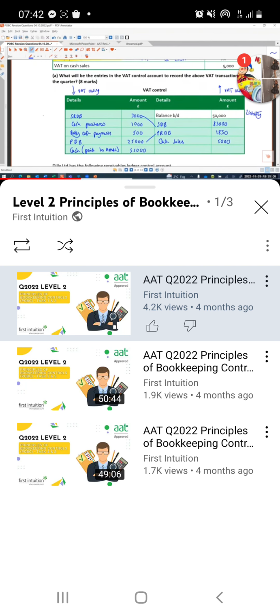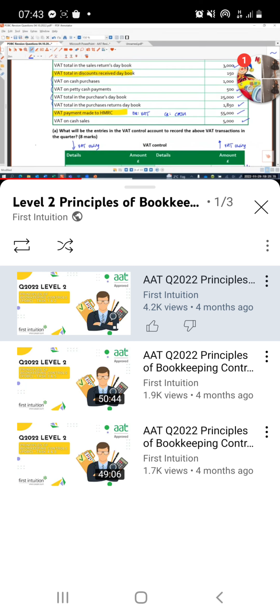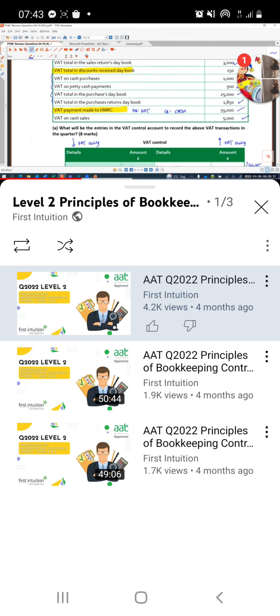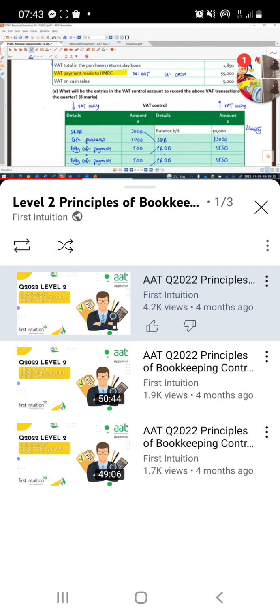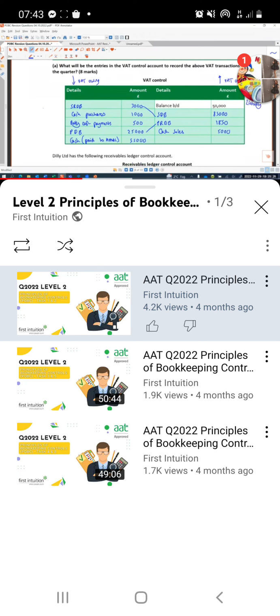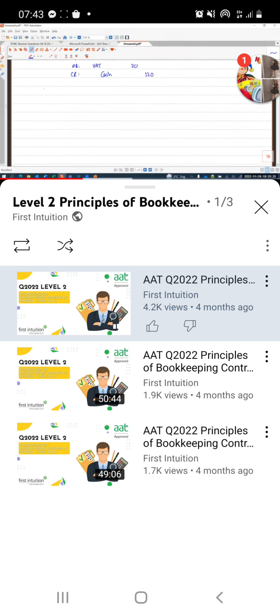Now, with this little example that we've got here, you can see I've only got one space left, which makes the discounts part quite easy. But we're also going to talk about why this goes here. It's a discount received daybook. Who do I receive discounts from? Who gives me discounts? Why do I get discounts? They come from suppliers, don't they?